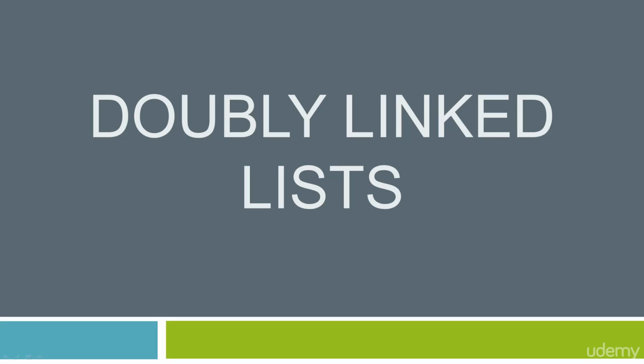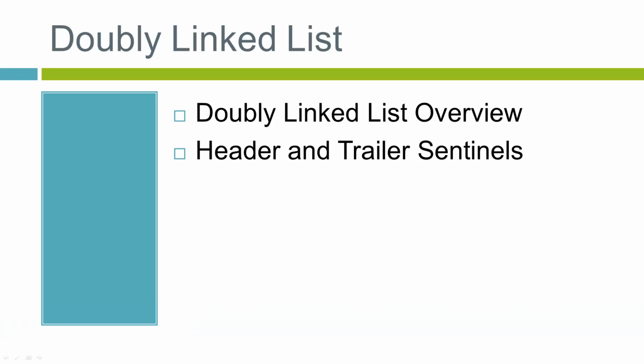In the previous lecture, we implemented using Python nodes and created a singly linked list from those nodes. In this lecture, we'll talk about what doubly linked lists are, and then in the next lecture, we'll go over an implementation in Python of doubly linked lists. So as I mentioned, we're going to have an overview, and we're also going to focus on some specific topics that occur in a doubly linked list, known as header and trailer sentinels.